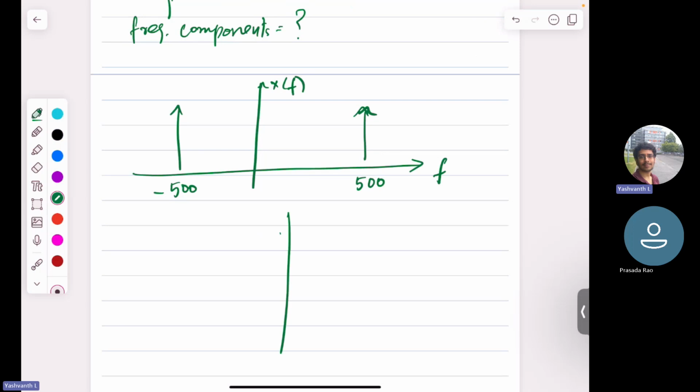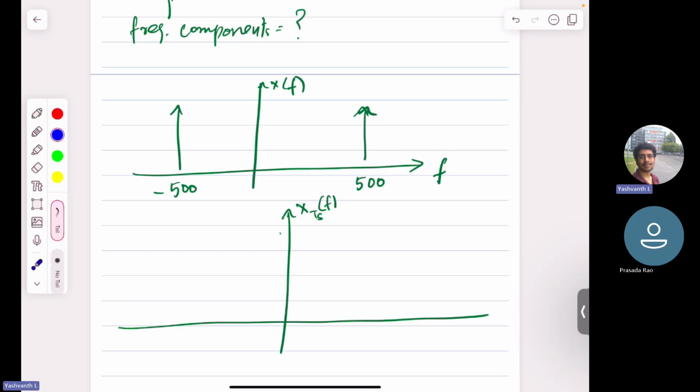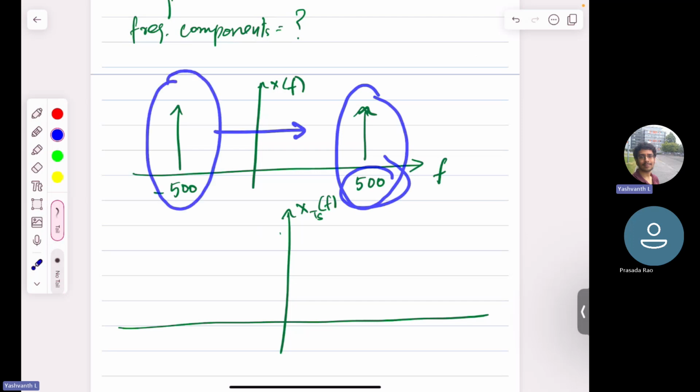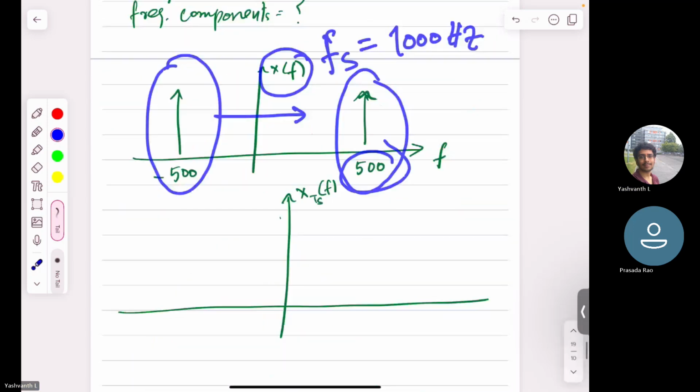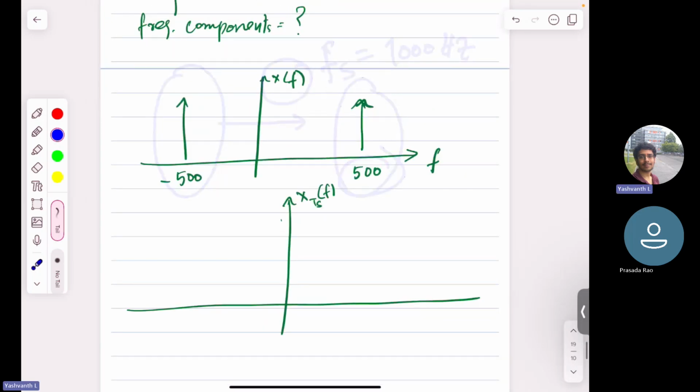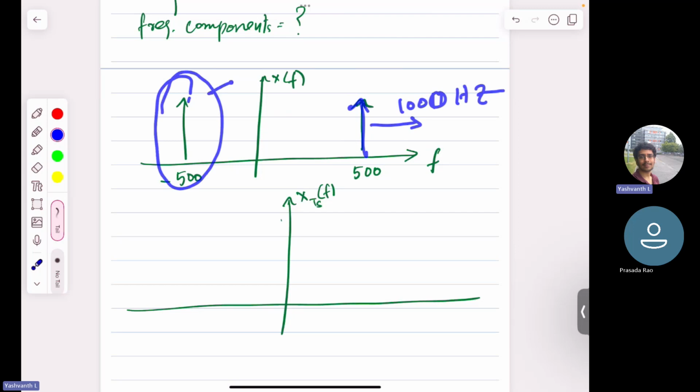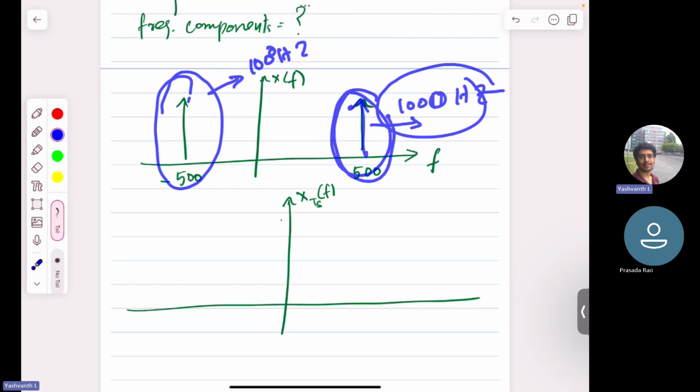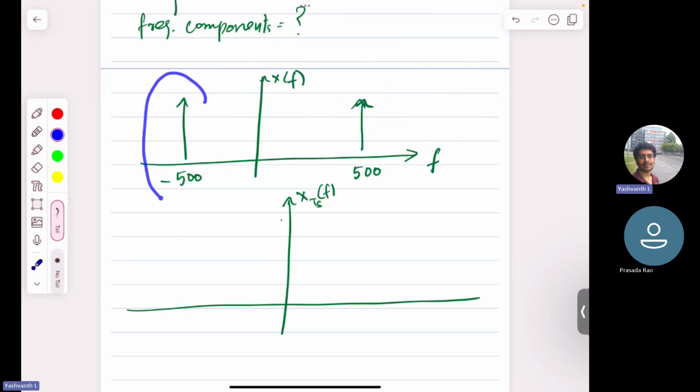Now, what is the sampled version of x of f? X ts of f is nothing but a periodic version of the signal x of f, with period equal to fs, which is equal to 1000 hertz. Basically, I need to shift this signal by 1000 hertz and keep shifting it. Similarly, keep shifting the left impulse also by 1000 hertz, right and left, making a periodic version on both axes with period equal to 1000 hertz. That will represent the Fourier transform of the sampled version.